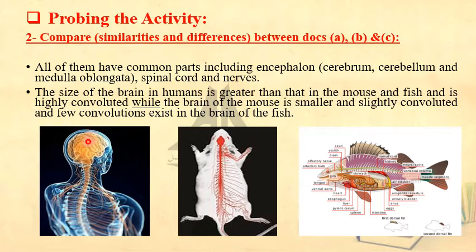So moreover, concerning the comparison, we say the size of the brain in humans is greater than that of the fish and the mouse, and it is highly convoluted. The brain of the mouse is smaller and slightly convoluted, and a few convolutions exist in the brain of the fish. Here is the comparison between the three vertebrates. So we've compared the size, the convolutions, and the common parts, which are common in all the vertebrates: brain, spinal cord, and nerves.